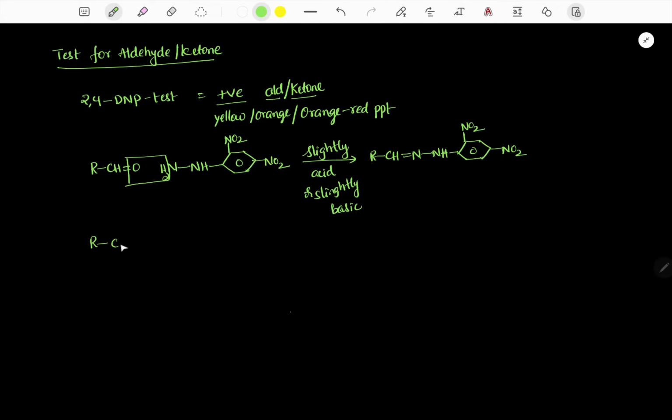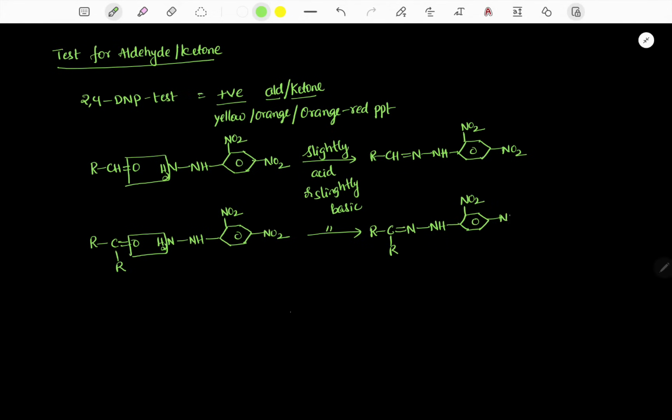Similarly, ketone also reacts with 2,4-dinitrophenylhydrazine in the presence of slightly acidic or slightly basic medium. Remove the H2O and form the corresponding 2,4-dinitrophenylhydrazone derivative.